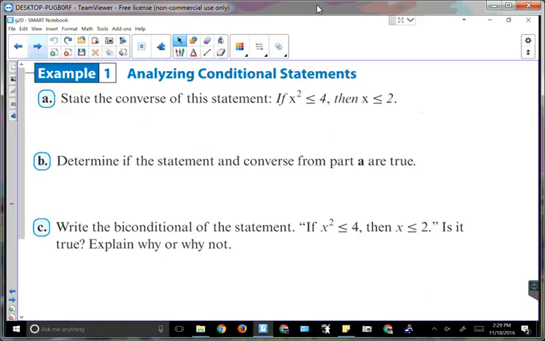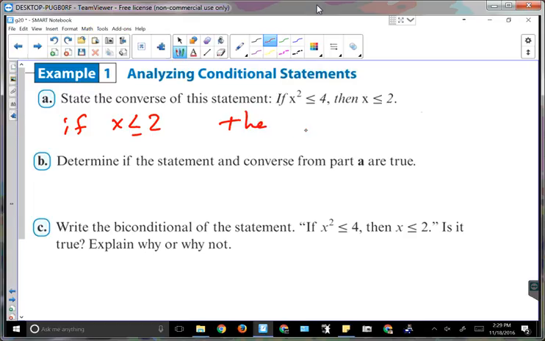So, what I want to do here is we're going to very slowly talk through this and work through it. If I want the converse of this statement, that is simply going to be just flipping it around, right? So that means if x is less than or equal to 2, then x squared is less than or equal to 4. Now what I want to do here is determine if these things are actually true.